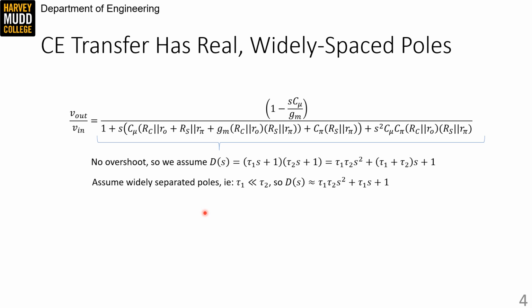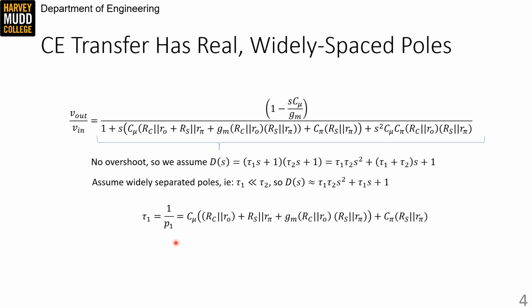With this assumption, we can rewrite our expression for the denominator. And in particular, we notice that this term that used to be tau 1 plus tau 2 has just turned into tau 1. So that means we can grab our first order time constant just by pulling off the coefficient in front of the s term here. We do that, and we can almost just stop here.